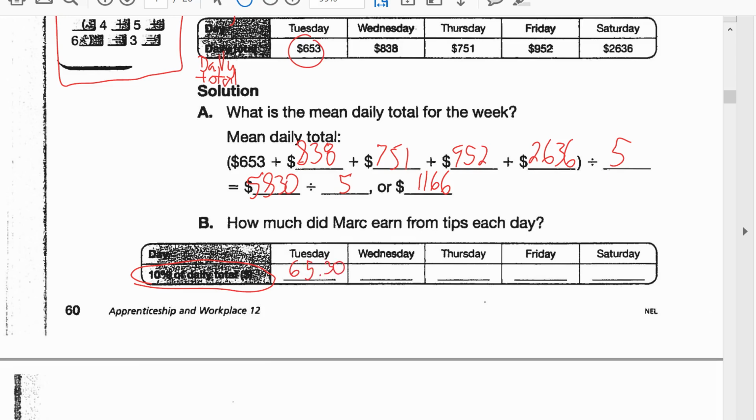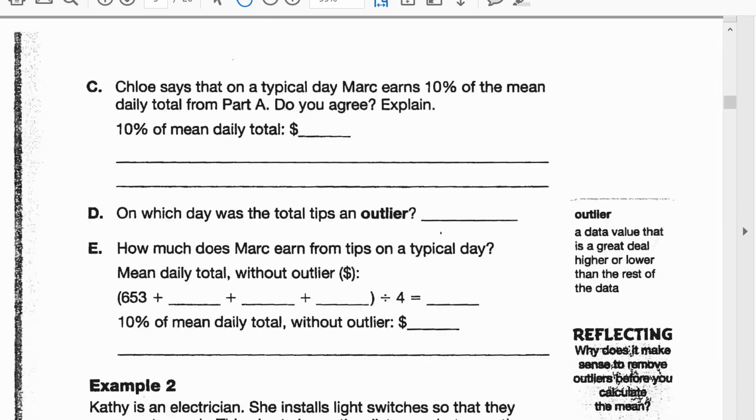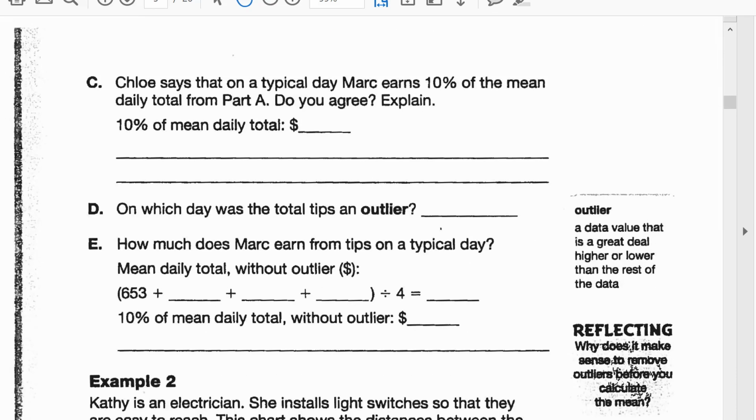65.30, then 83.80, 75.10, 95.20, and 263.30. Okay, good. Moving on. Chloe says that on a typical day, Mark earns 10% of the mean daily total for part A. Do you agree?